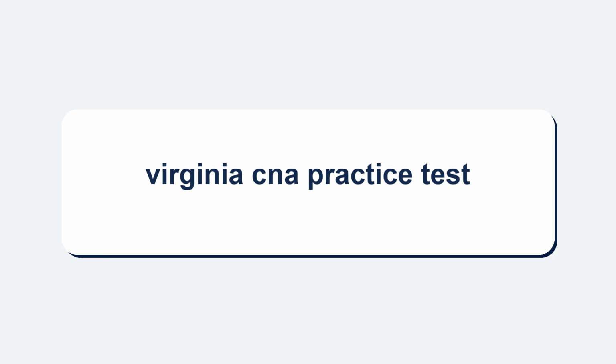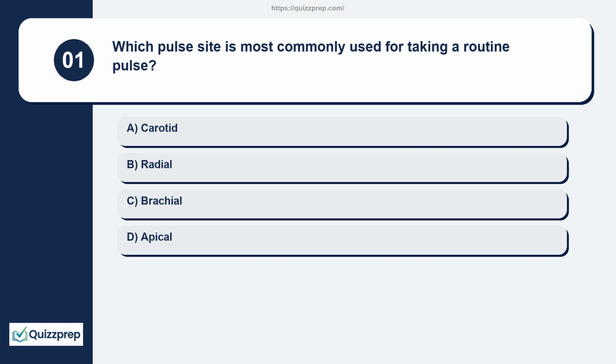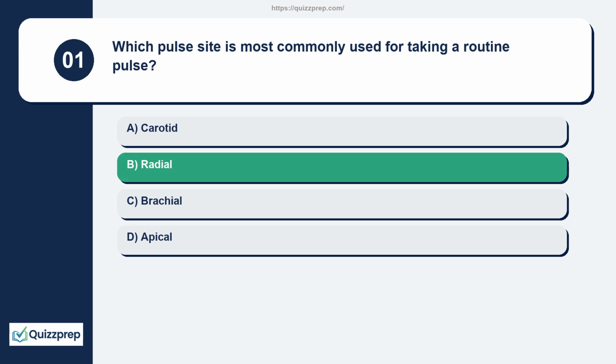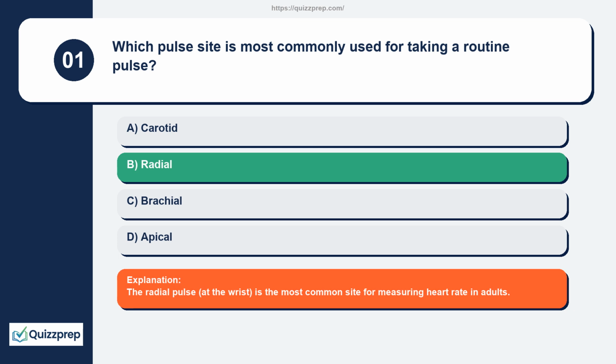Virginia CNA practice test. Question 1. Which pulse site is most commonly used for taking a routine pulse? Carotid, radial, brachial, apical. The radial pulse, at the wrist, is the most common site for measuring heart rate in adults.